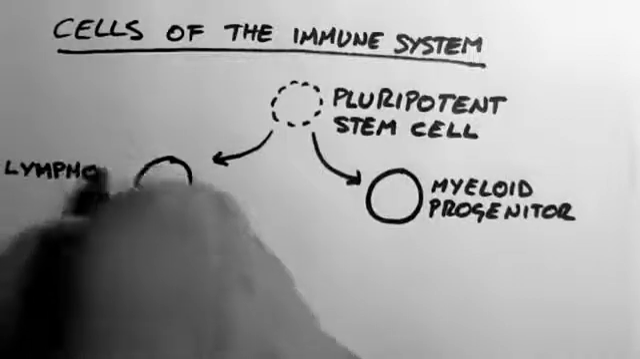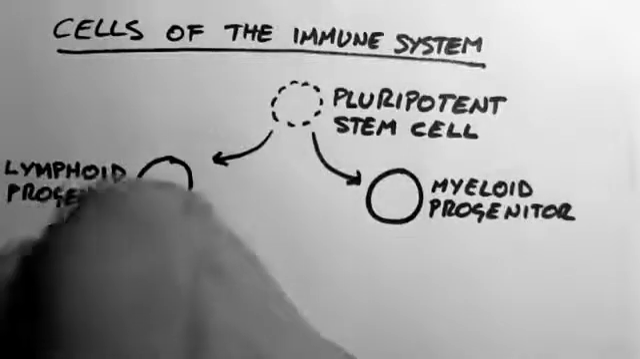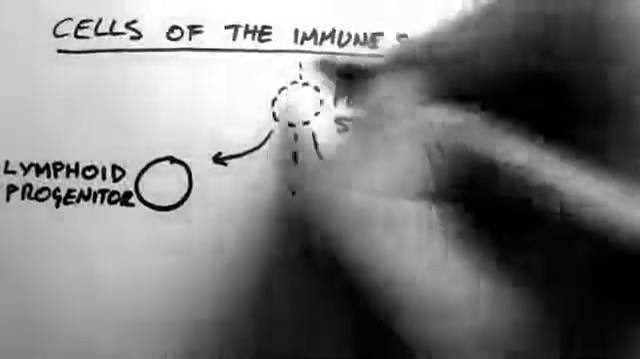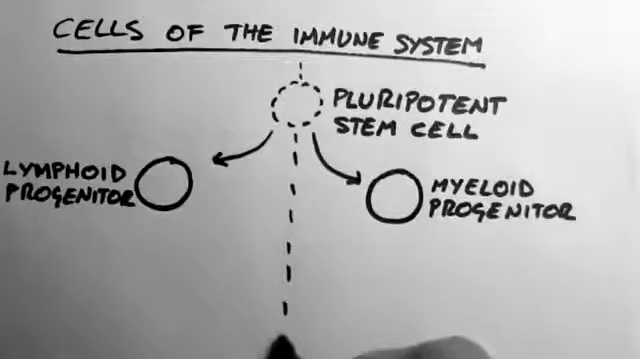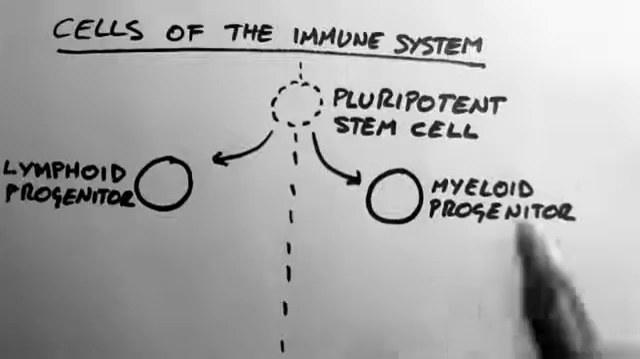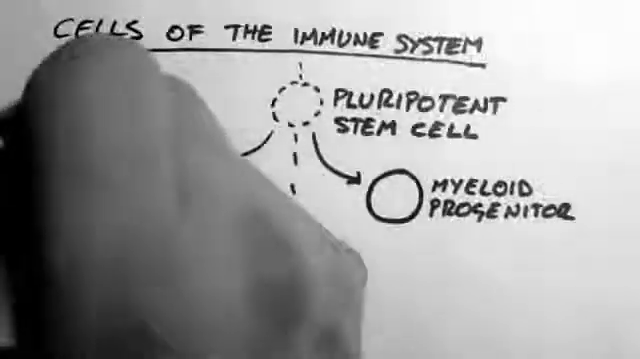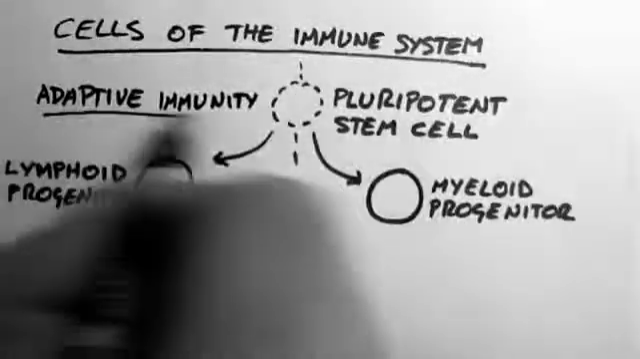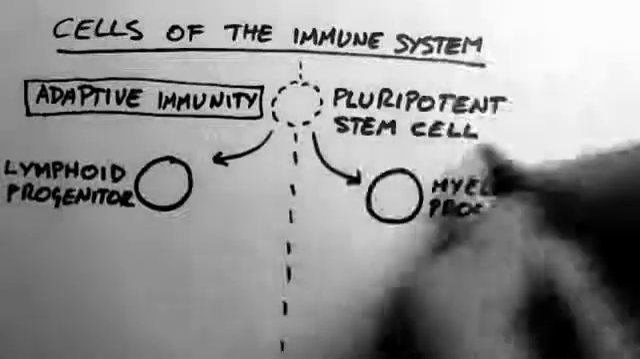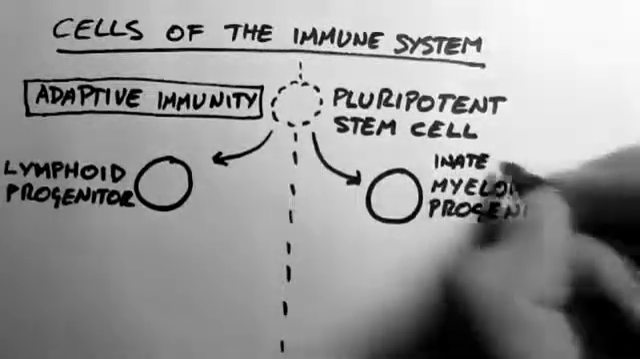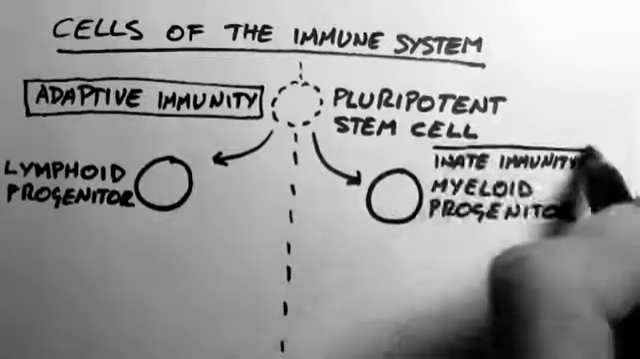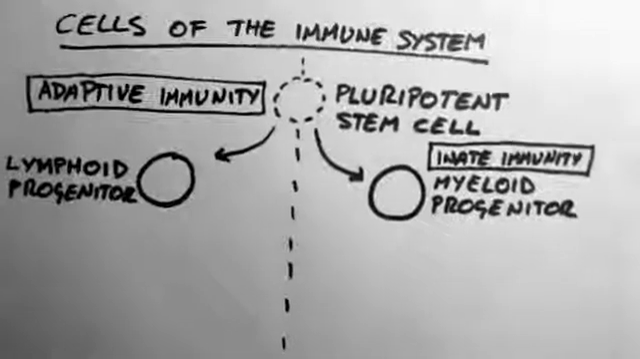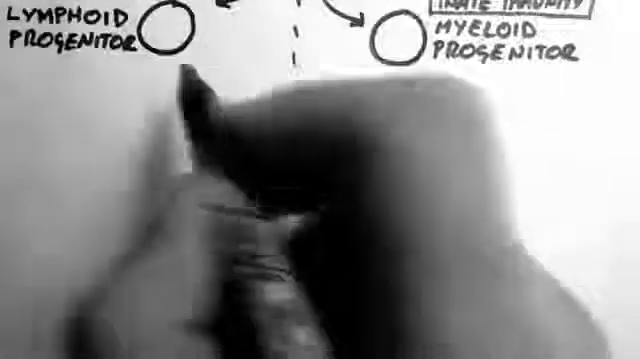Now this first distinction is very important, as it more or less divides the immune system into two functional components. Cells that arise from the lymphoid progenitor are, for the most part, part of the adaptive immunity, which is a more complex type of immunity. The cells that arise from the myeloid progenitor, for the most part, are part of the innate immunity. Now there are some exceptions to that, and I'll show them.